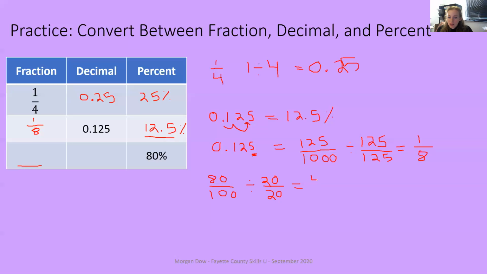80 divided by 20 is 4. 100 divided by 20 is 5. So 80% is the same thing as 80 out of 100, or 4/5.